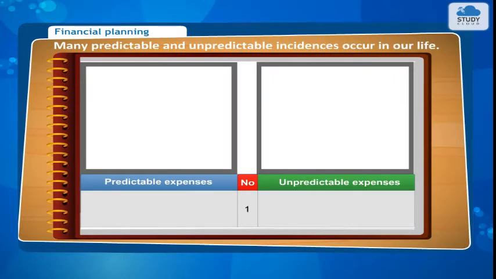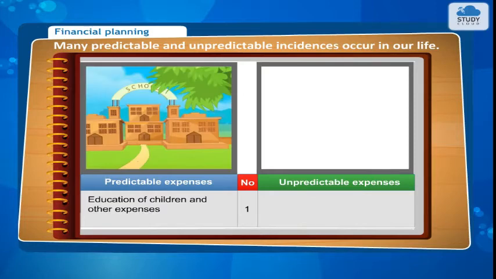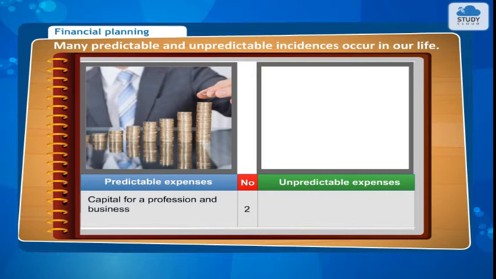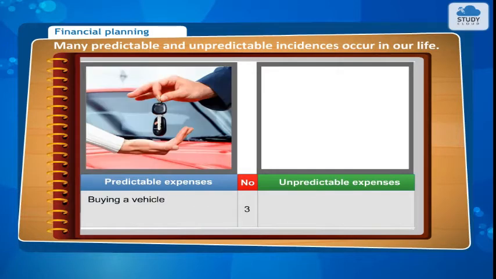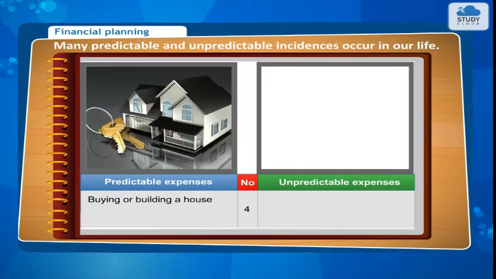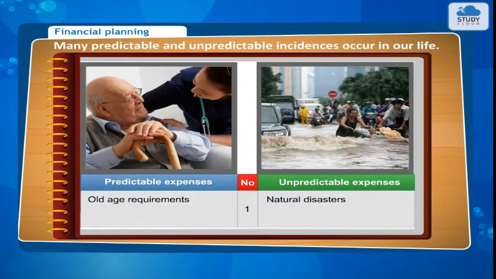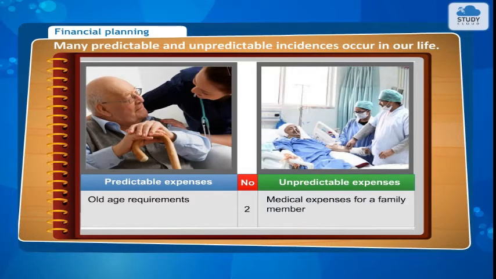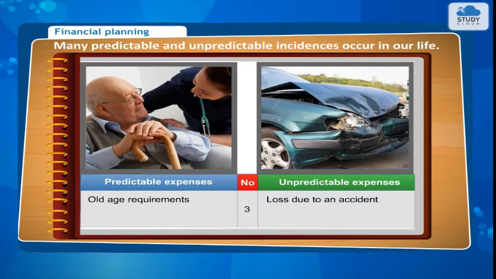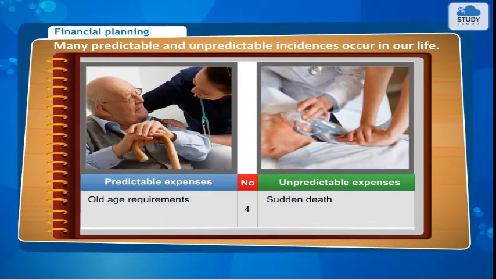Many predictable and unpredictable incidences occur in our life. Predictable expenses: education of children and other expenses, capital for a profession and business, buying a vehicle, buying or building a house, old age requirements. Unpredictable expenses: natural disasters, medical expenses for a family member, loss due to an accident, sudden death.